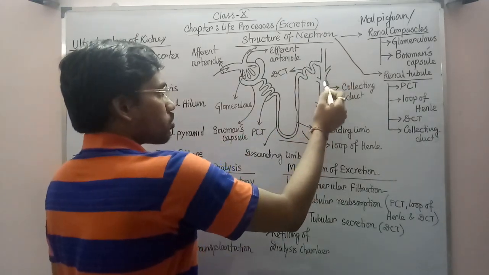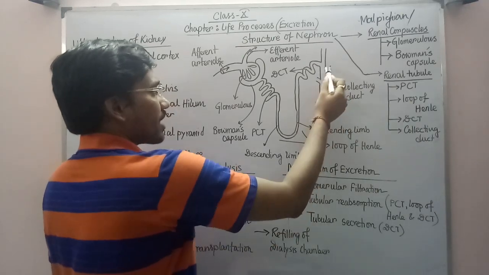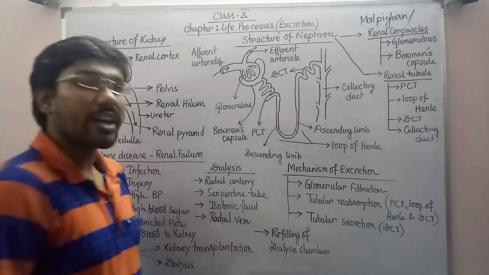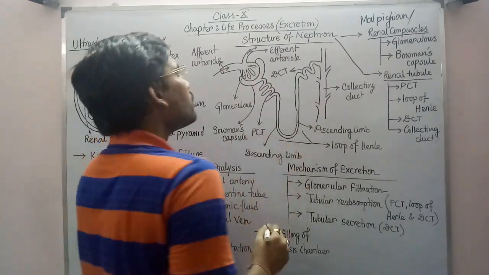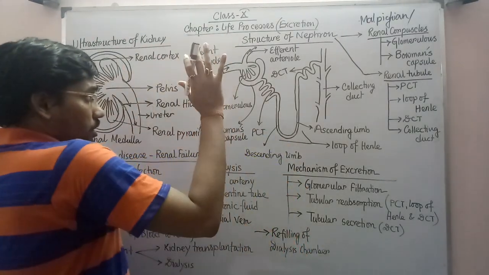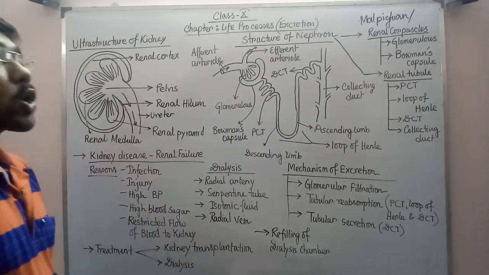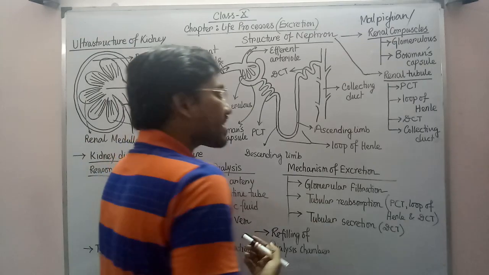So these specific branches, whatever I have shown, are actually incomplete branches. These are actually connected with so many other nephrons. Okay, now the point is how this specific structure of the nephron is responsible for or helping in the process of excretion, or how the urine is getting formed.